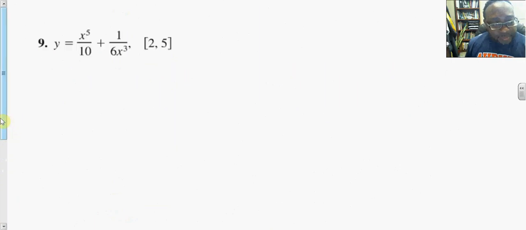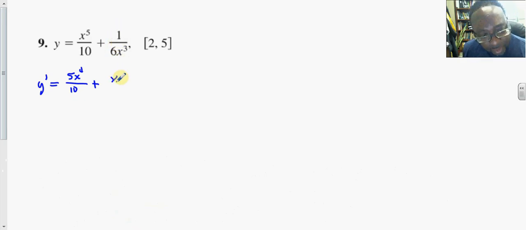Here's another one. So we need the derivative. So y prime is 5x to the 4th all over 10 plus, this is 1 over x times x to the negative 3. So this is x to the negative 3. And maybe I need to rewrite that. Yeah, let's do that.